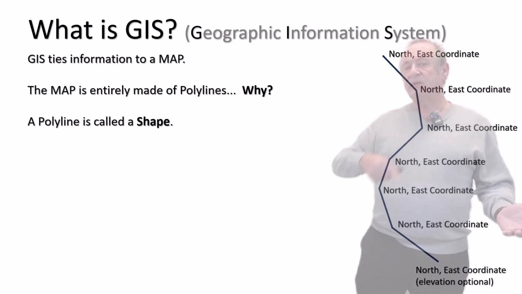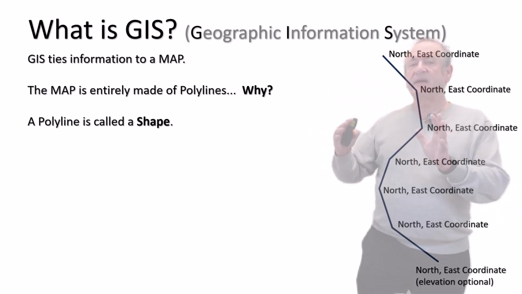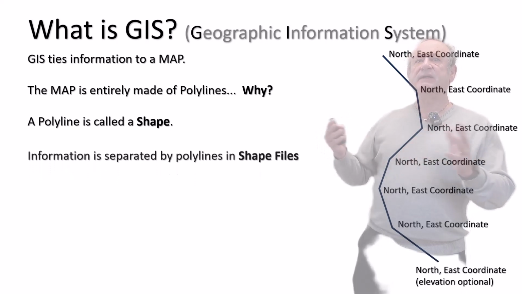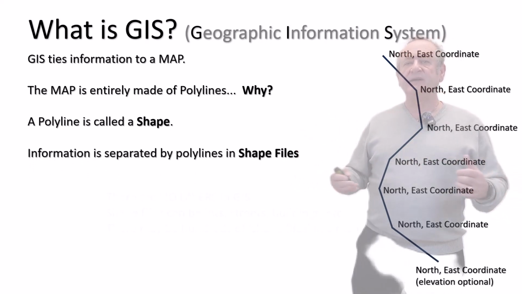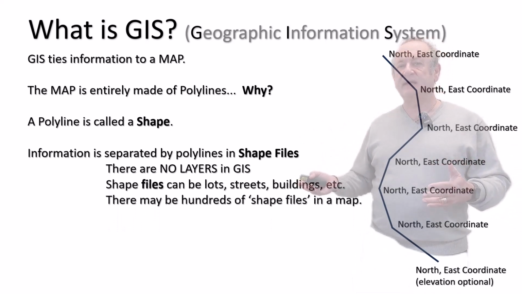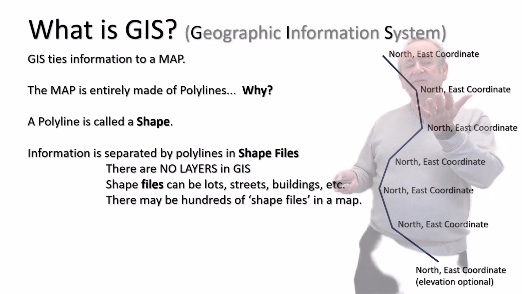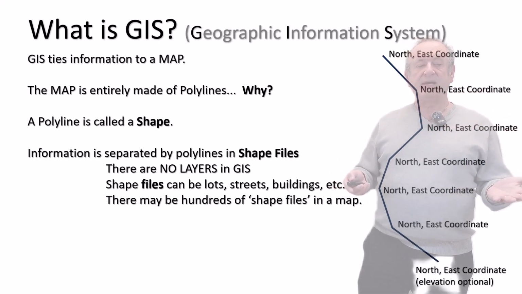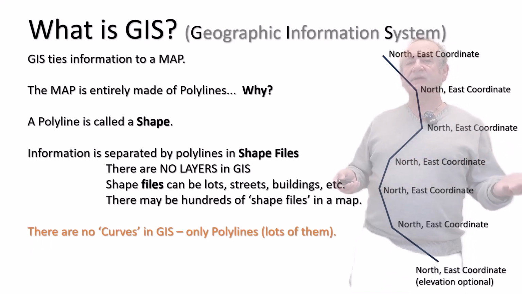A closed polyline is called a shape. So a shape file can be polylines that create buildings in a city, or lot lines in a city. Could be another shape file. And another shape file might have utility lines. So shape files are another way to layer different information. So there are no layers in GIS, essentially, and there could be hundreds of polylines in a single shape file.